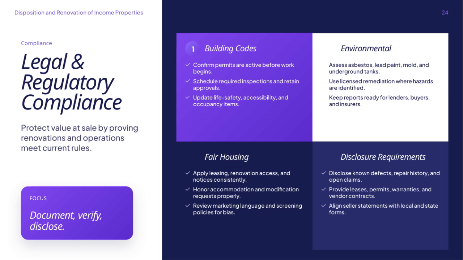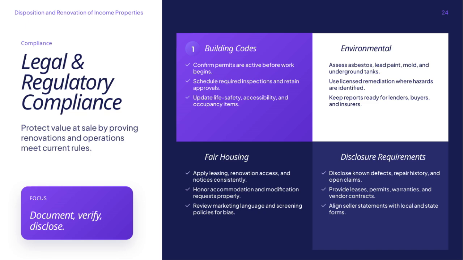First, let's talk about building codes. It's essential to confirm that all necessary permits are active before any work begins. Scheduling required inspections and retaining approvals throughout the renovation process ensures everything is up to standard. Updating key life safety measures, accessibility features, and occupancy requirements is critical to avoid any legal or safety issues down the line.